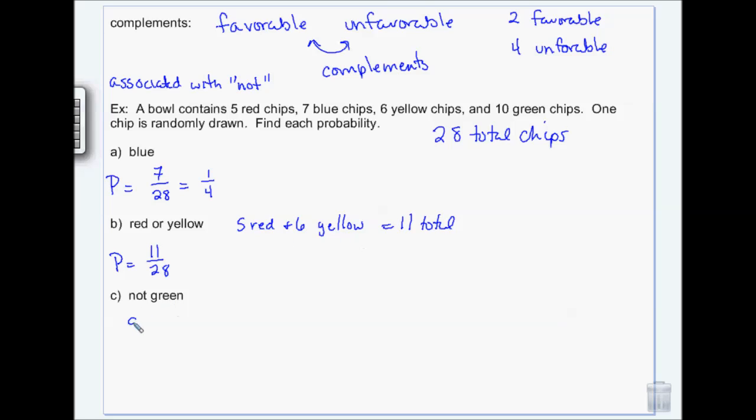Okay, not green. Yeah, if I have 10 green, there's 18 that aren't green. So my probability of pulling out not green is 18 over 28. Both of these I can reduce by 2. So 9 out of 14 will not be green.